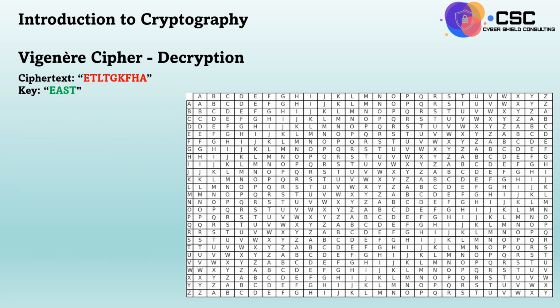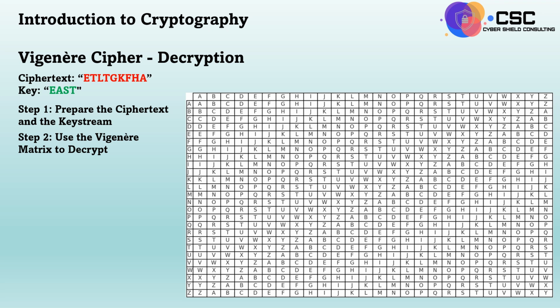Now that we have encrypted using the Vigenère Cipher, let's walk through the decryption process to retrieve the original plain text. First we need to prepare the ciphertext and the key stream, and then we use the Vigenère matrix to decrypt. So let's look at the ciphertext. Let me bring the laser pointer. So we have the ciphertext.